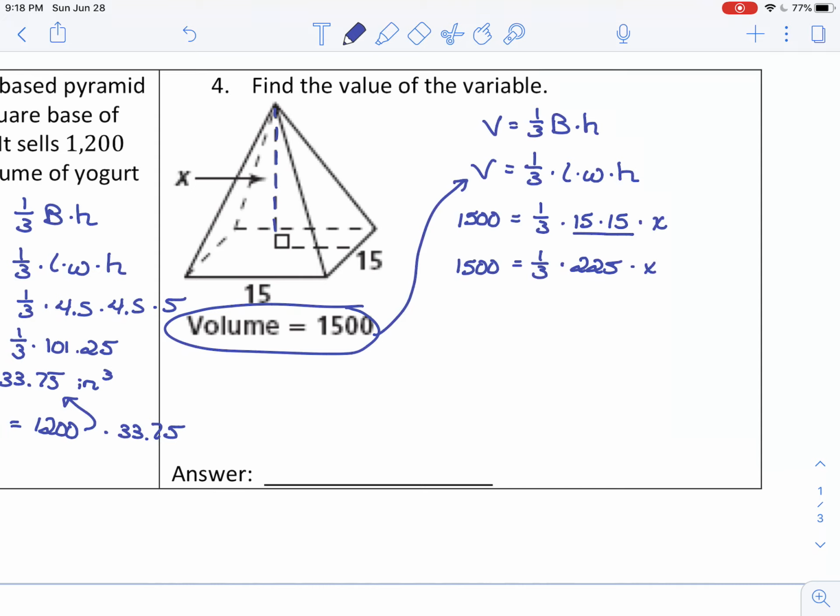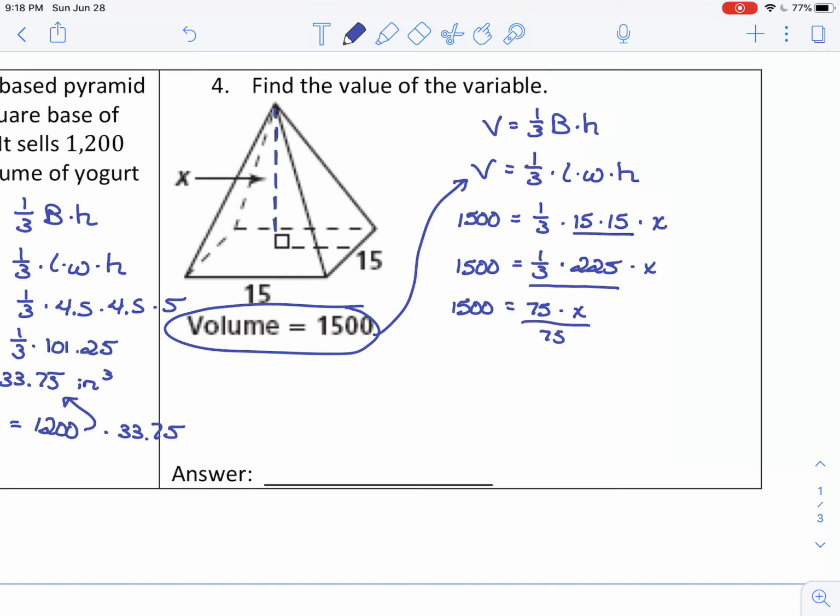And then I'm going to try to solve. So I multiplied 15 times 15. Now I'm going to divide that by 3. There's technically other ways to do it, but I'm going to go ahead and now combine these two. So 1/3 of 225, 225 divided by 3 is 75.